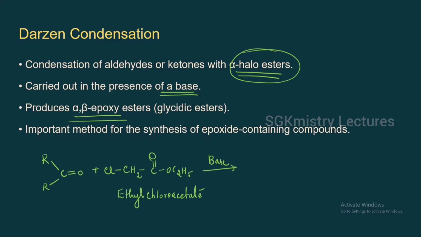Okay. So this in the presence of base, we are going to get the alpha beta epoxy ester. So CH here epoxide. So again R and R. So here COOC2H5. So this is the ester group. Now alpha beta. So in the alpha beta position, you can see the epoxy group that is formed. So here the product that is formed is alpha beta epoxy ester.